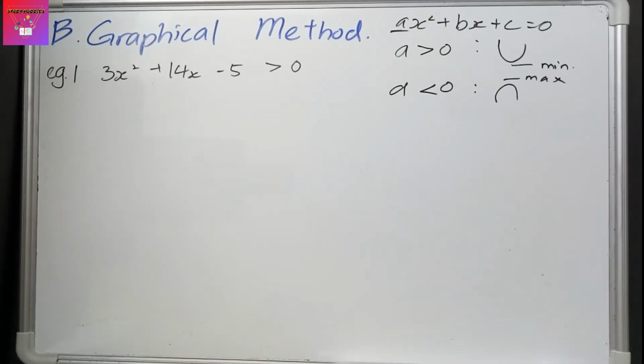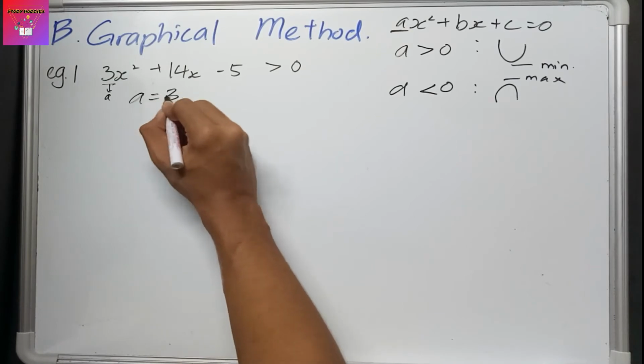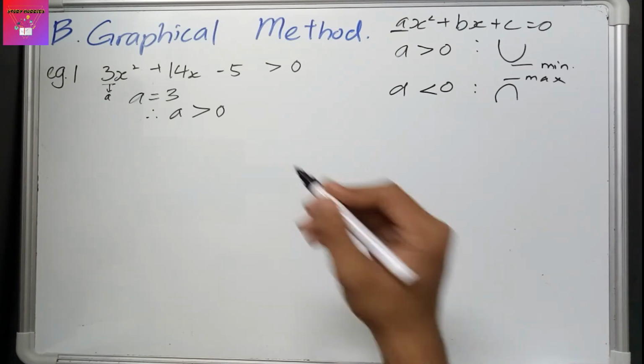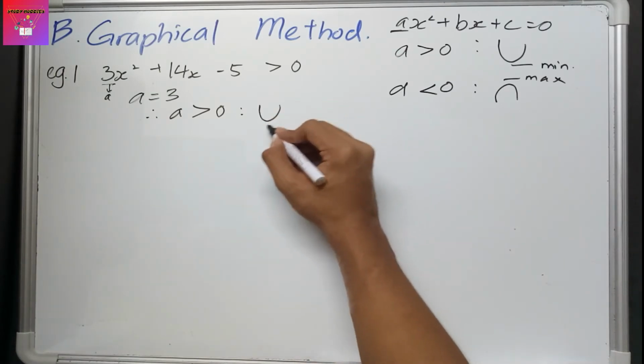So let's see this example. Actually, it's the same question as I did for the first question, but why I'm using the same question is because I want you to compare which method would be easier for you personally to find out the answer for this question. So once we look at this question, 3x squared plus 14x minus 5 is greater than 0. So what we are going to do is focus on the value A. So A is equal to 3, and therefore A is greater than 0. So if A is greater than 0, which means you're getting an A for an exam and you're going to smile, which means your graph would be in this shape.